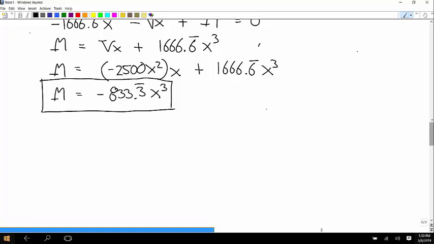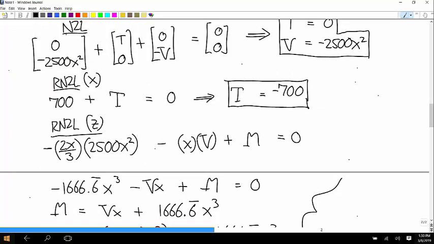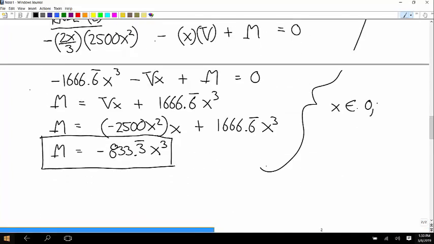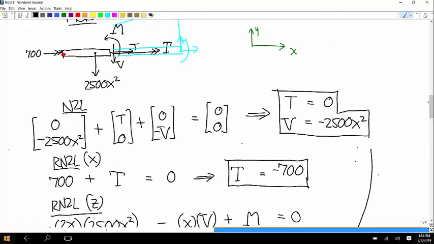Okay, so we got these, and now what we say is that for any x in the range from 0 to 2, if you plug in the value of x you're interested in, it'll tell you what the internal loads are. You can plot these functions. I'm not going to do that right now. The easiest way to do that is with Excel or Desmos, yeah.